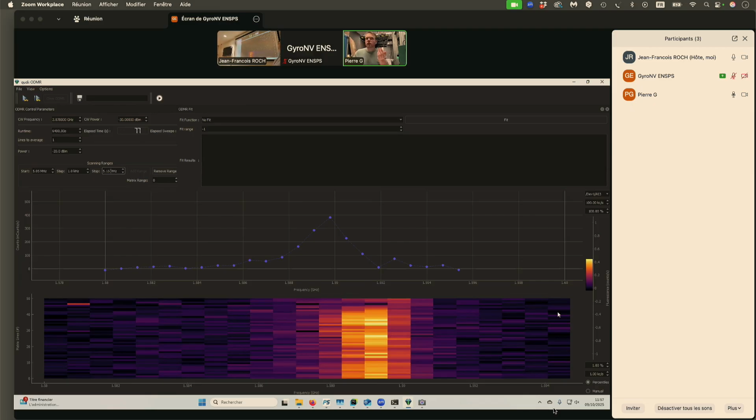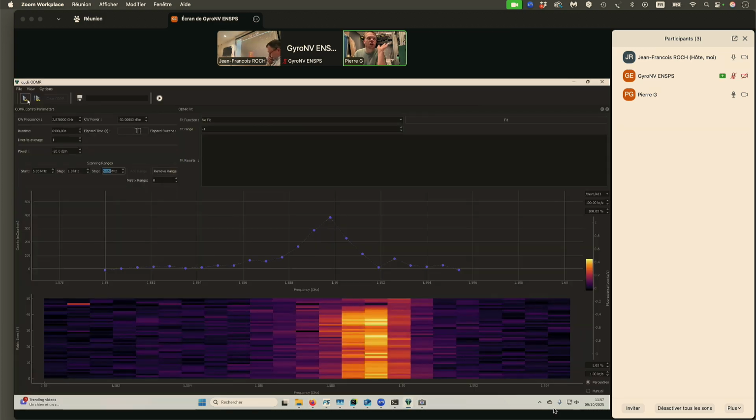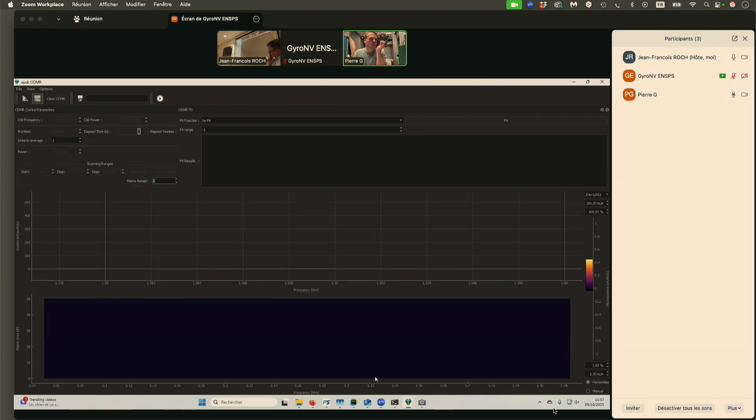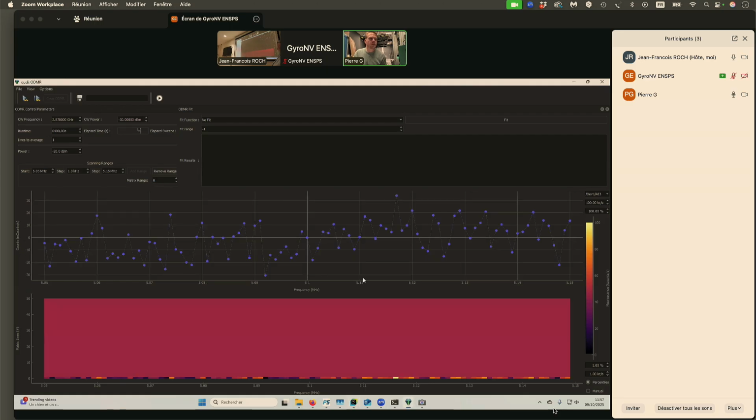Exactly. So now what I will do is I will scan between 5.05 megahertz and 5.15 megahertz. And I know I should find the resonance corresponding to this transition, the transition from MI equal +1 to MI equals 0. So let's see if everything works as intended. Did I do everything okay? Yeah. Okay, so no. I forgot to switch on the amplifier.